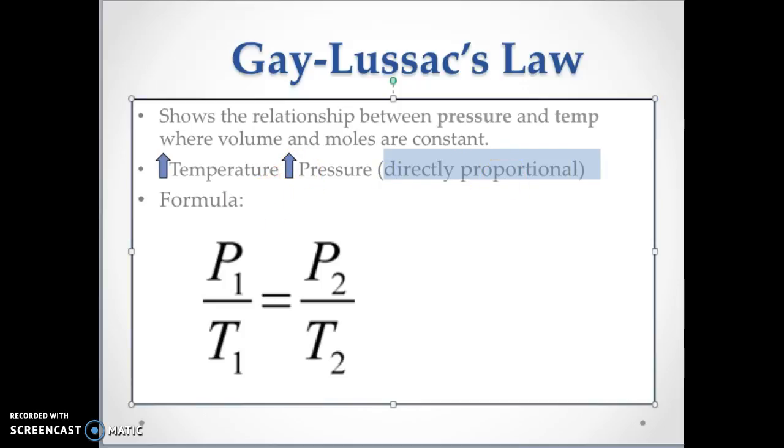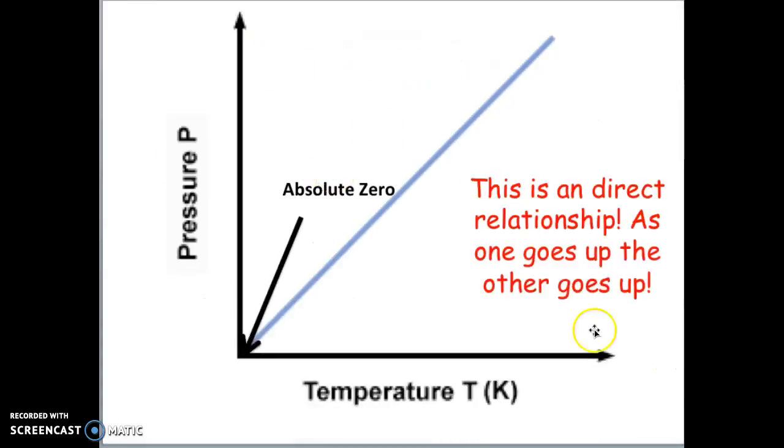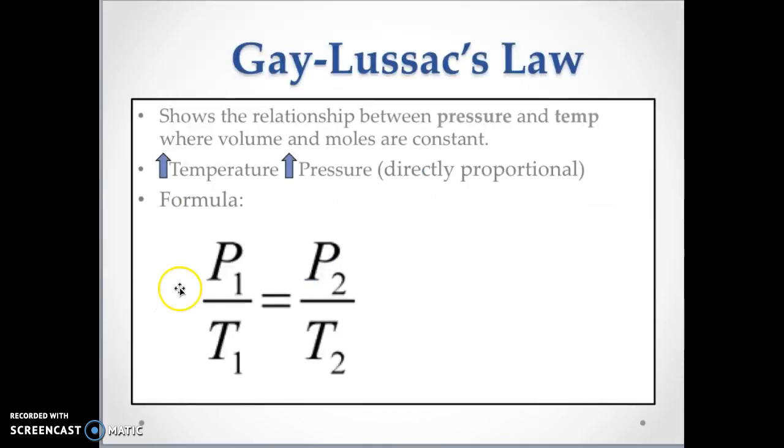And as a result, you would see a straight line on a graph going upward this way. So if you increase one, the other one goes up and you see a straight line. Or if one goes down, then the other one goes down and you would see a negative slope on this side. But you always see a relatively straight line. In terms of the formula, this would be the formula: P1 over T1 equals P2 over T2. The temperature tends to be at the bottom.